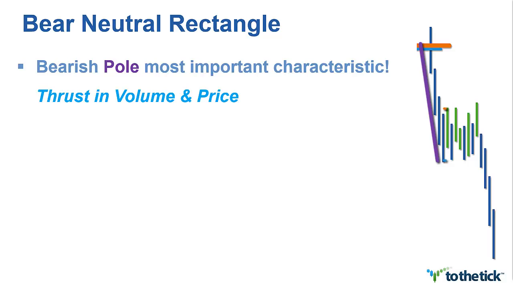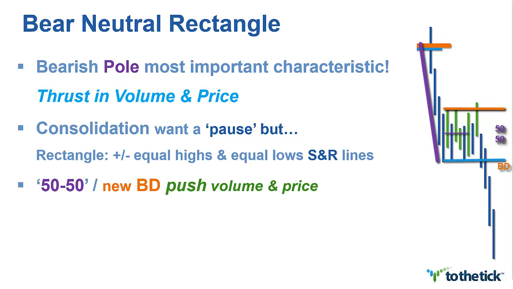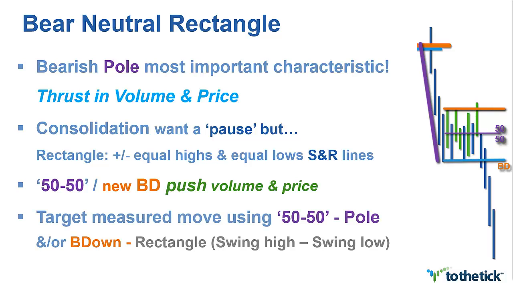Then part two is that consolidation, and it is that neutral rectangle. And we want this to really be a pause, but we don't get to control how long it is. What we're looking for is that structure of that equal highs and equal lows, more or less. That's parallel support and resistance lines. We want that structure to stay firm. And then we're looking for a surge in both volume and price again out of the bears, and we're going to be able to see that 50-50. We want to see the push there and or that new breakdown. That's where you want to see them stepping in with some volume and really taking control again.